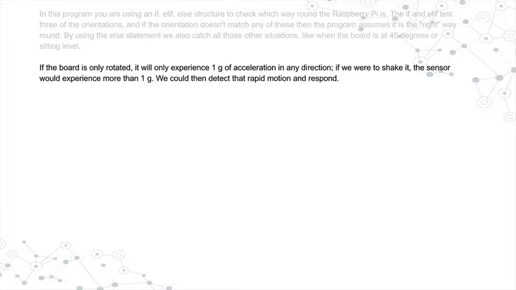All right. If the board is only rotated, we'd only experience 1 G of acceleration. If we shake it, we get more than 1 G. And don't confuse that with a gram. A G is a measure of acceleration. It's basically gravity, our acceleration due to gravity, 9.8 meters per second squared kind of thing.